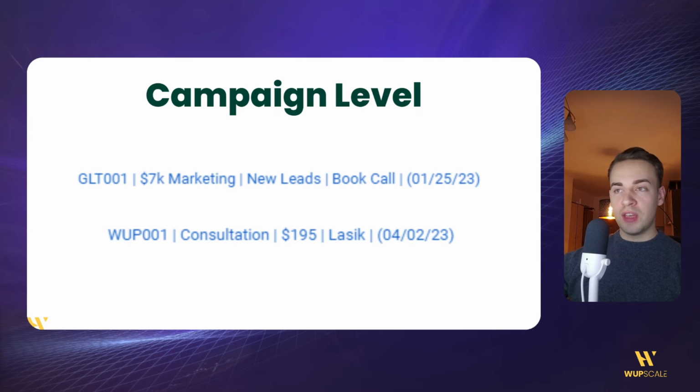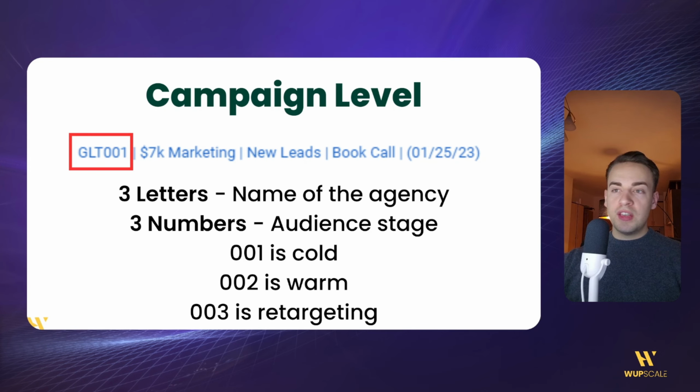Here's an example of the campaign level. Let's break it down one by one on what everything means. The first 3 letters is going to be the name of your agency, and then the 3 numbers after this are the audience stages. So number 1 is cold, second is warm, and then the 3 is the warmest retargeting campaign to your existing customers.